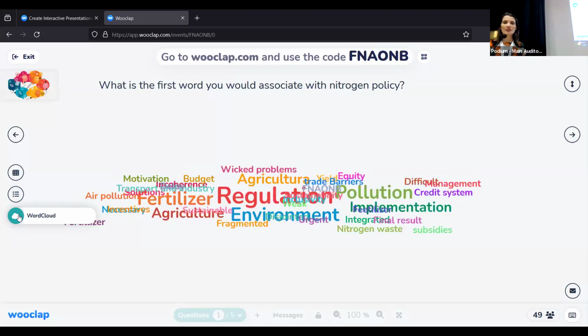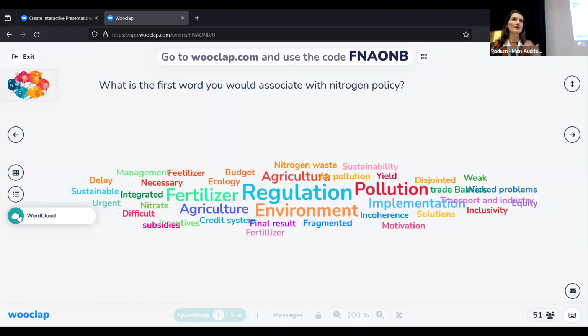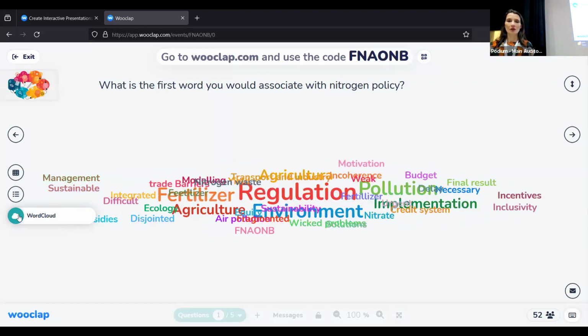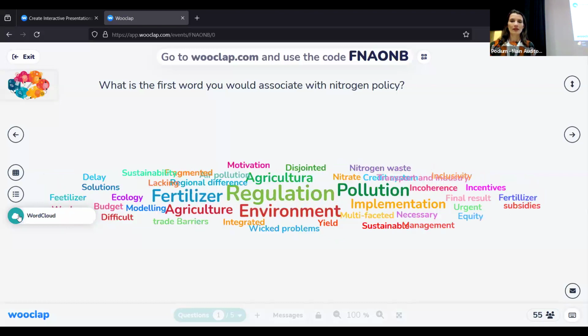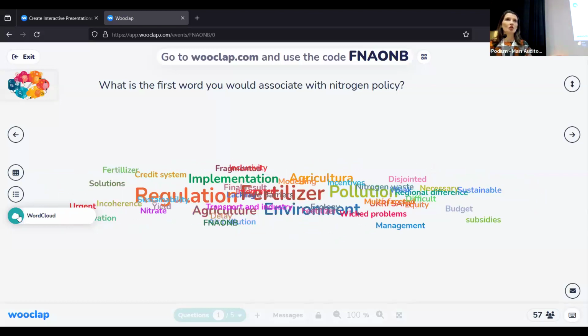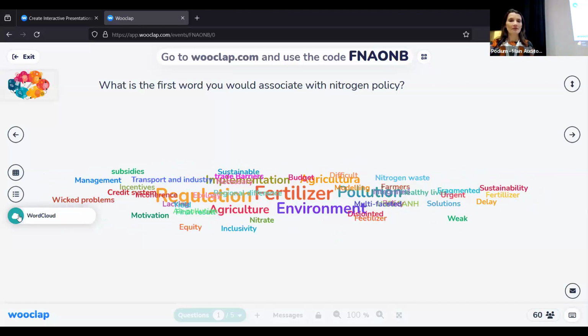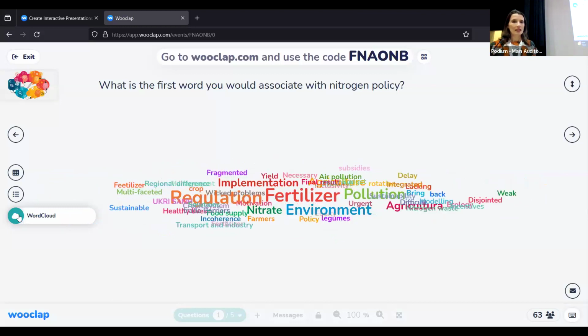Necessary, nice. Integrated. Environment, yes, and it's multiple. It's air, it's water, it's health. It's our natural environment, it's our urban environment. Right, regional differences. Again, that's 2 words, but very relevant, so I'll allow it. Nitrate, yes, okay, we're getting into the different species.